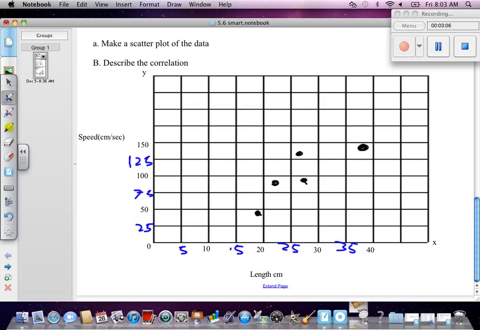So we made a scatter plot of it. Now we're going to describe the correlation. Do you think it's positive, negative, or neither? Do you think it's mostly headed upwards? Yeah. So then we call it positive.